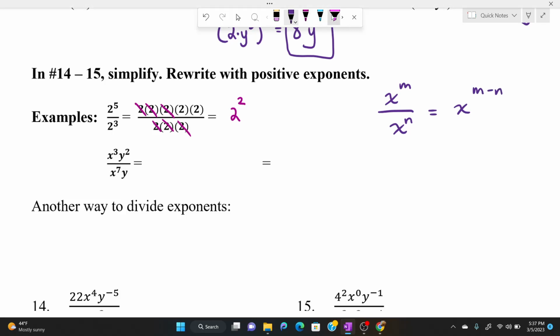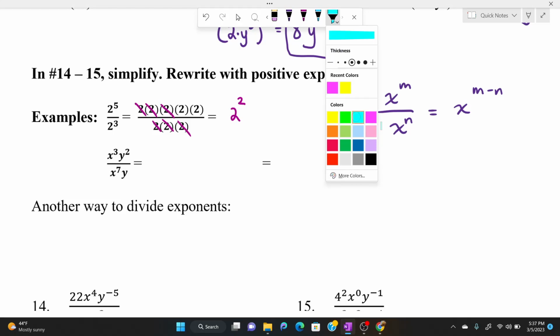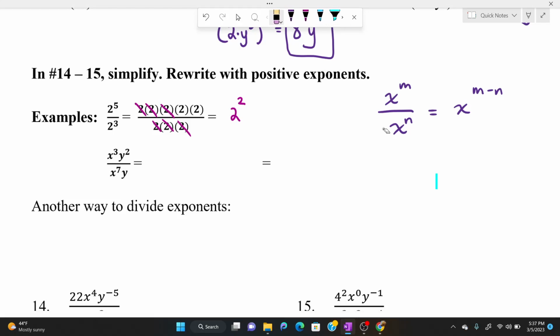I'm going to subtract those exponents. So let me highlight that rule. I encourage you, if you have flashcards or a notebook even, to write these rules down.